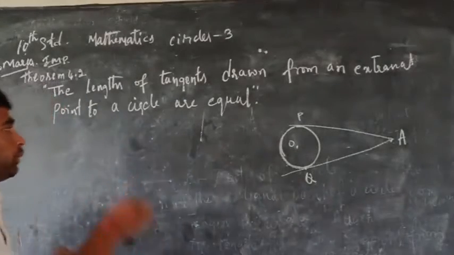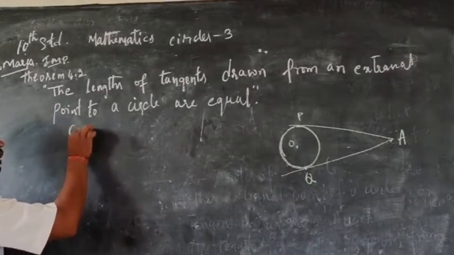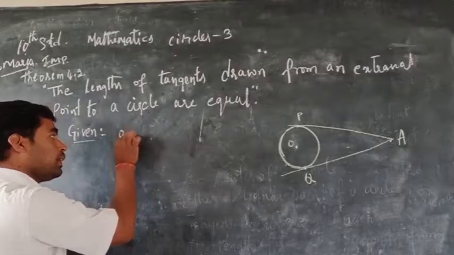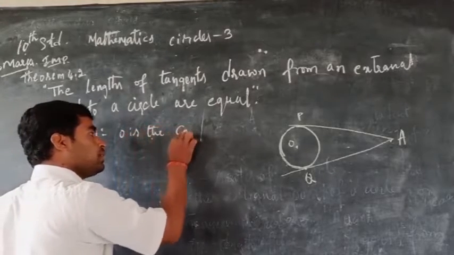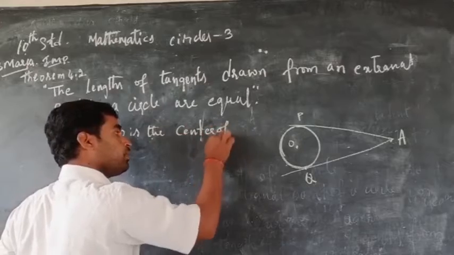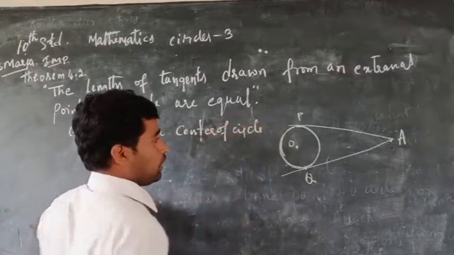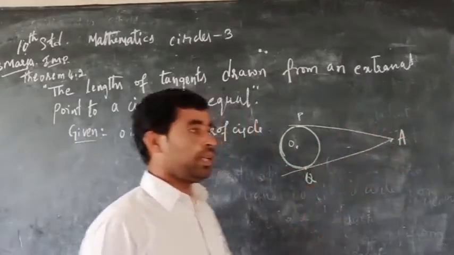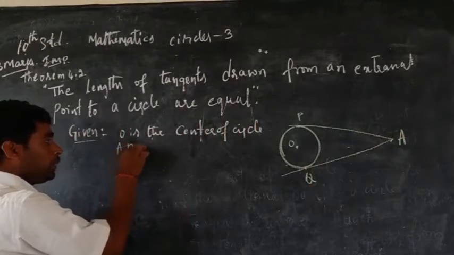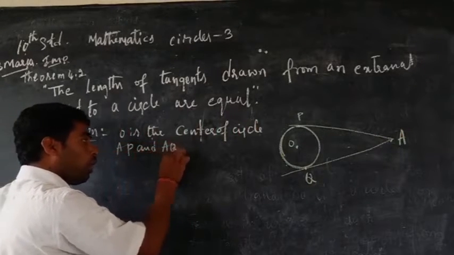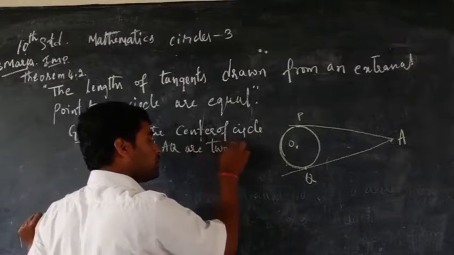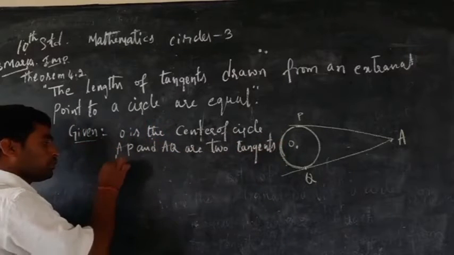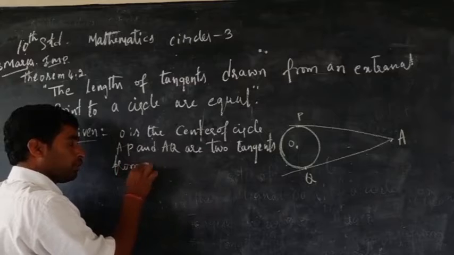Now we have to write the given. I write the given condition. The given is: O is the center of the circle, and AP and AQ are two tangents from the external point A.